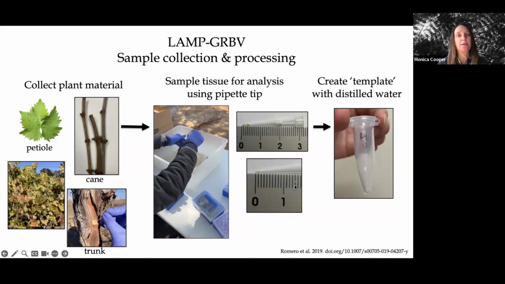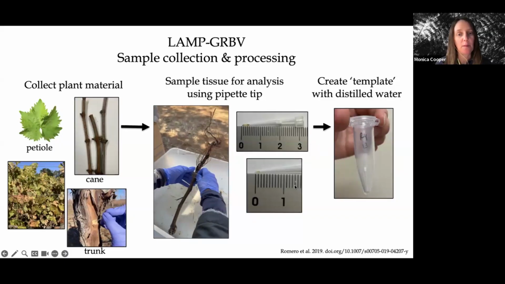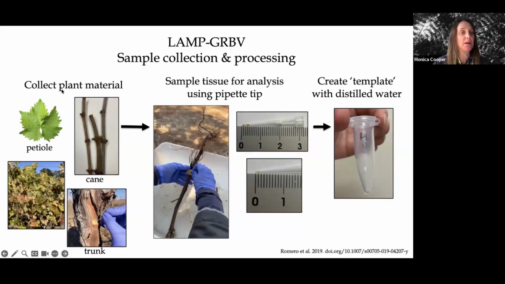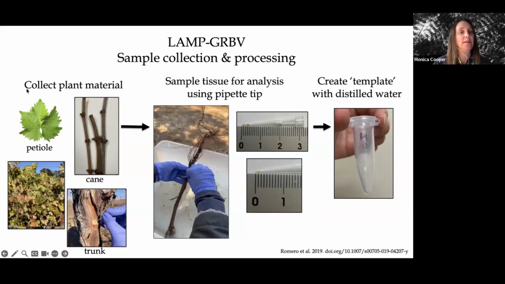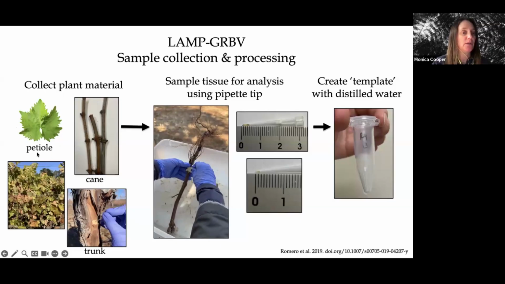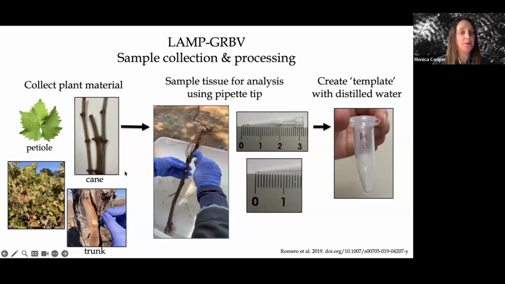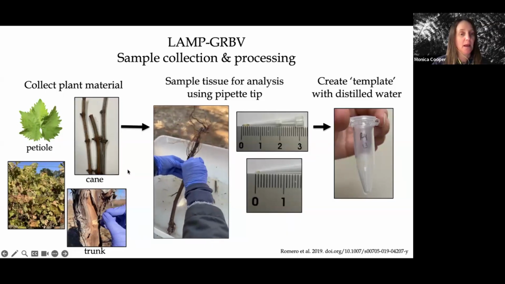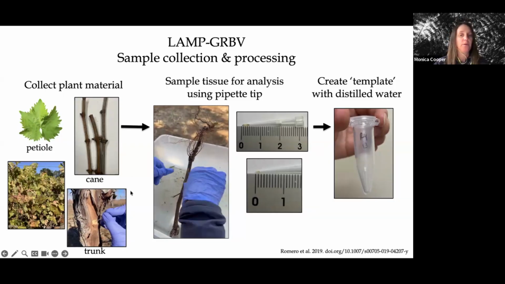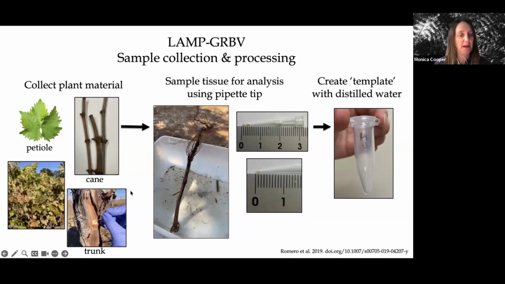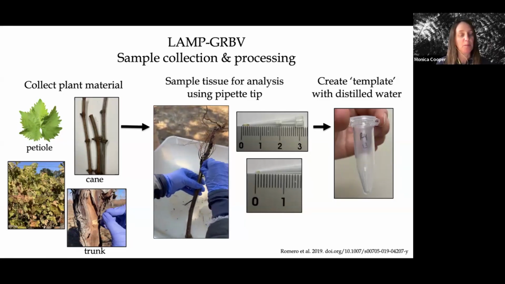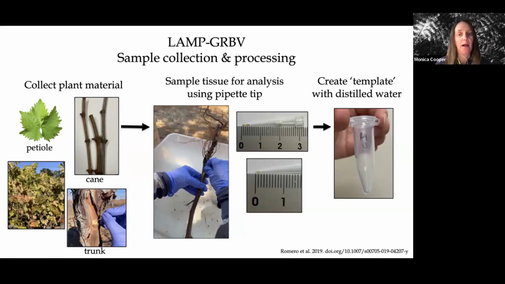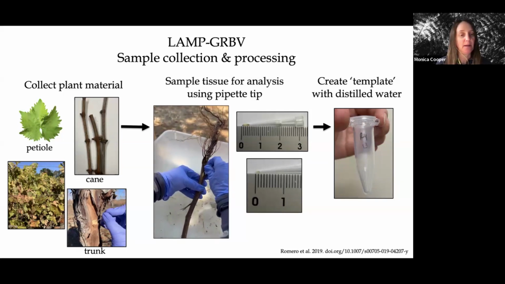And so here is the process of LAMP for red blotch virus. So the first thing you're going to do is you will be collecting plant material. As if you were sending it for PCR, that plant material can be petiole material or it can be canes. Another thing that we found through the process of working with LAMP for red blotch is that we could actually collect our sample material from trunks. And that is an innovation that we made as part of this project.